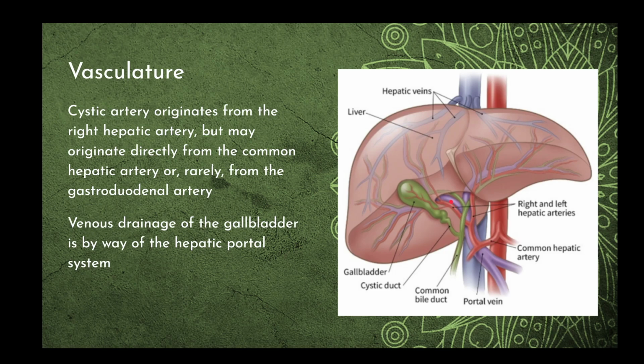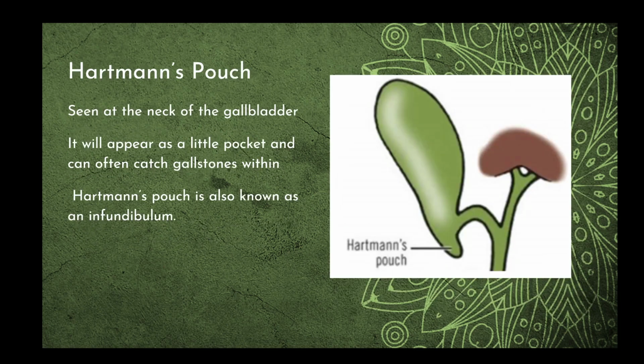Only thing you need to know, off the right hepatic artery comes the cystic artery. And the cystic artery is the name for the vessel that feeds the gallbladder. As far as drainage from the gallbladder, the veins that lead away from the gallbladder just empty into the portal system. Pretty easy. All right, so our next few slides are going to be about some variants that we see with the gallbladder.